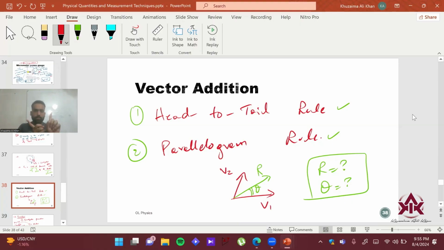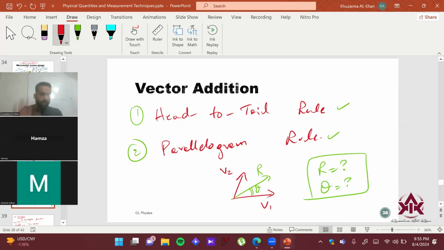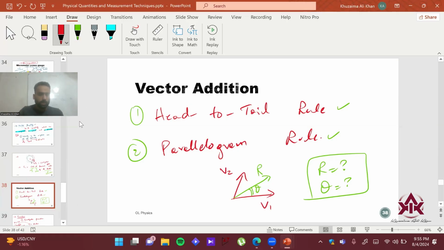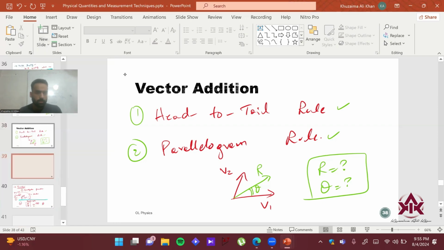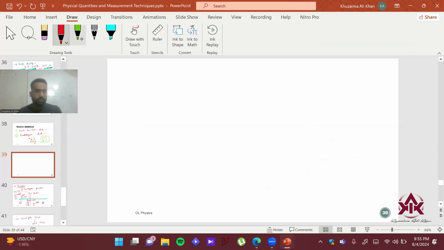Like, you will have two vectors, you would have to find the resultant and its angle. That is why you will do vector addition. You will do some rearranging, there's some procedure, so let's start with that. If you have any questions, you can raise your hand or speak up. Let me just reduce the size of this. Go to Insert, and insert an empty slide. Let's start with the head to tail method. We have the first thing, which is head to tail.